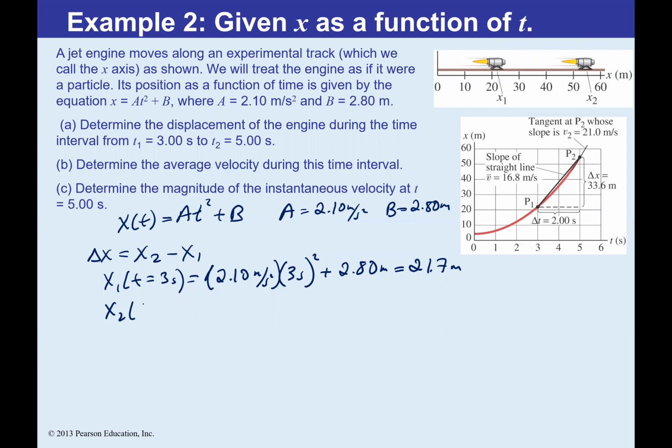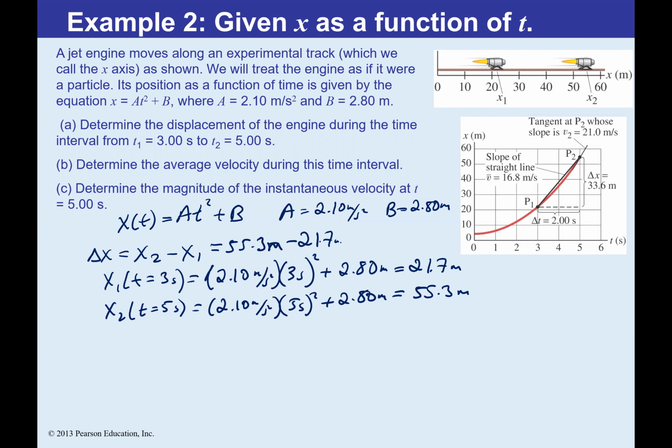Then I calculate x2, which is the position at 5 seconds. So this will be 2.10 meters per second squared times 5 seconds squared plus 2.8 meters. And I'm going to get 55.3 for this. Now, what is the displacement? So I come back here and I do 55.3 meters minus 21.7 meters. And this is going to give me 33.6 meters. That means that's my displacement for part A. All right.